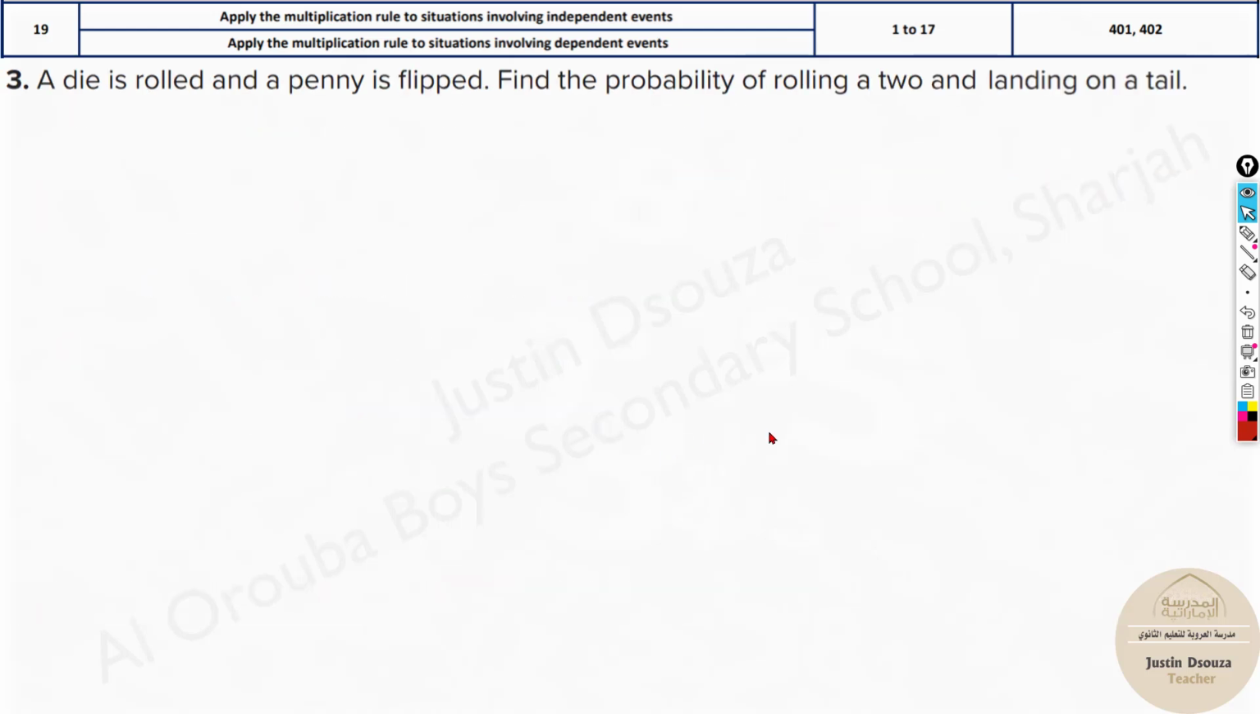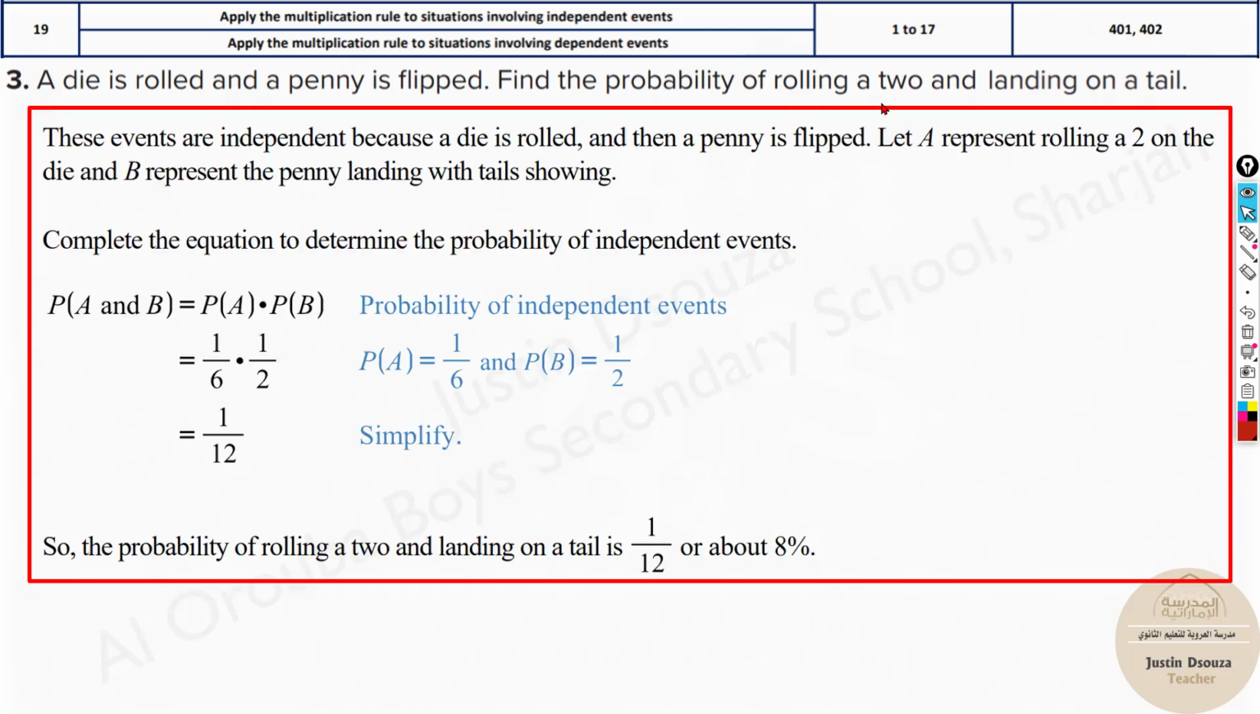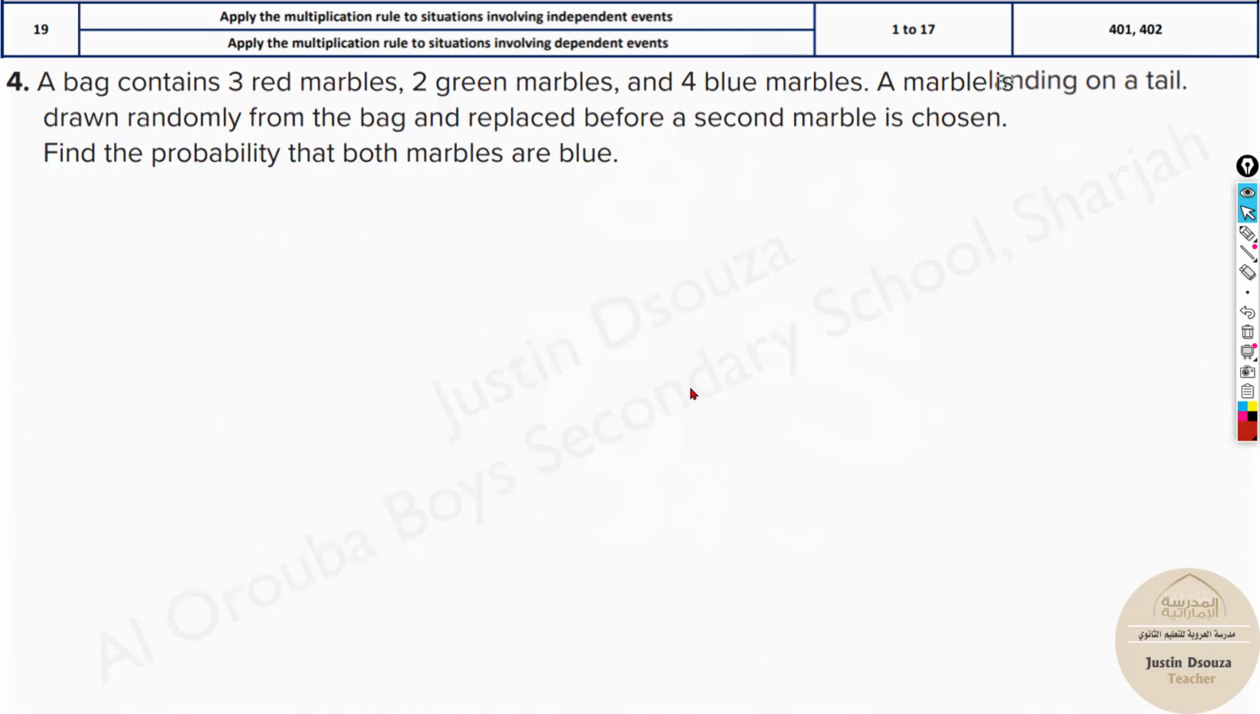The third one is a die being rolled and a penny being flipped. It's the same thing, you need to find the probability of the die and the penny. The probability of A, landing a 2, is 1 by 6, and a tail is 1 by 2. Very simple problems. Please try them by yourselves now.